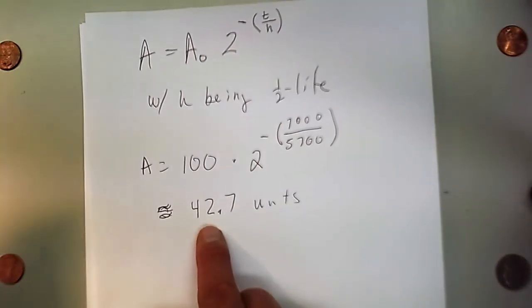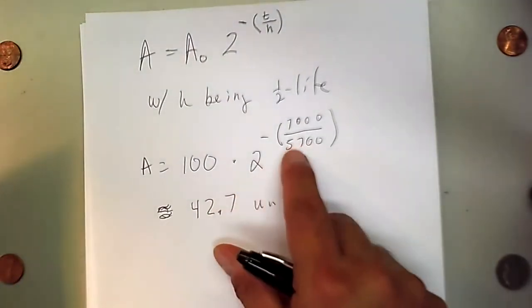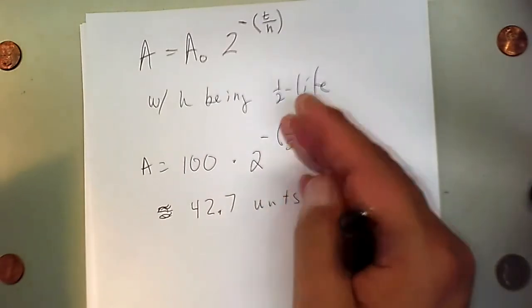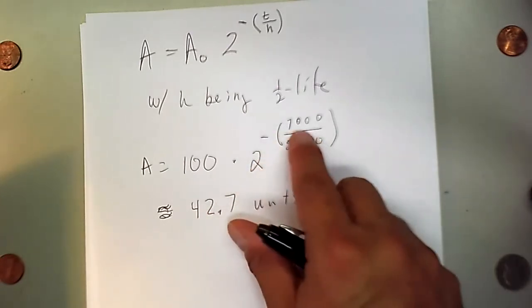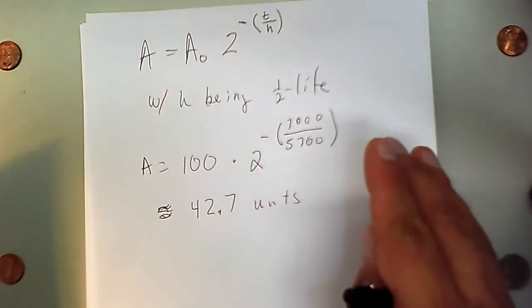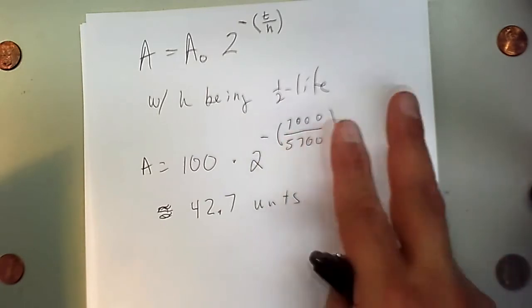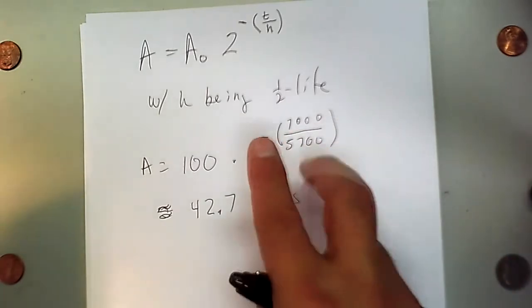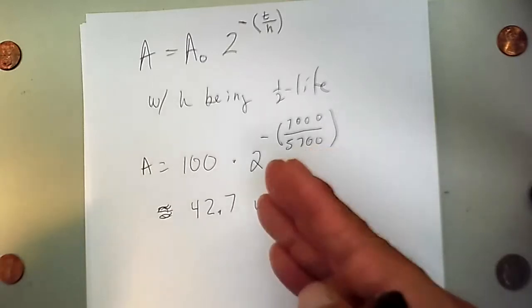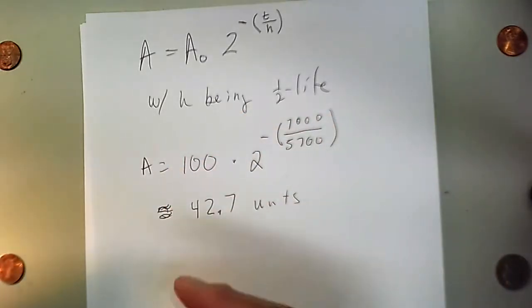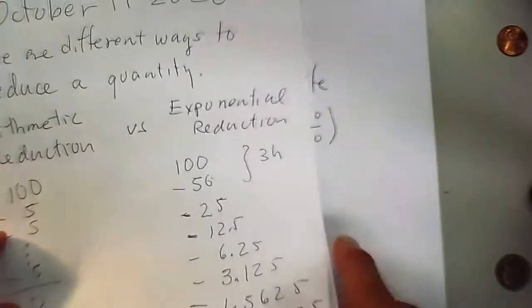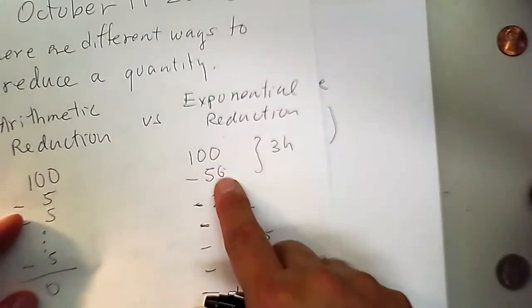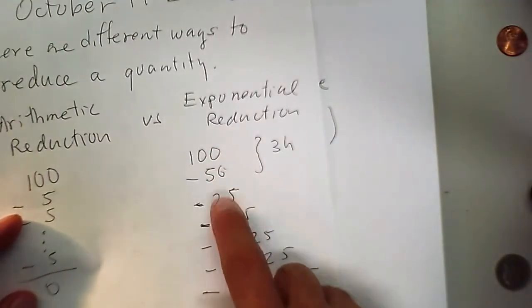Okay, and that is reasonable because after 5,700 years, we are supposed to get 50 units, and then 7,000 is not quite the 11,400 years. That is double the half-life. Remember, double the half-life doesn't mean that we go down to zero. Double half-life means that we go down to 25% of the original. So here we have the original, half-life, second half-life, that's 25%.